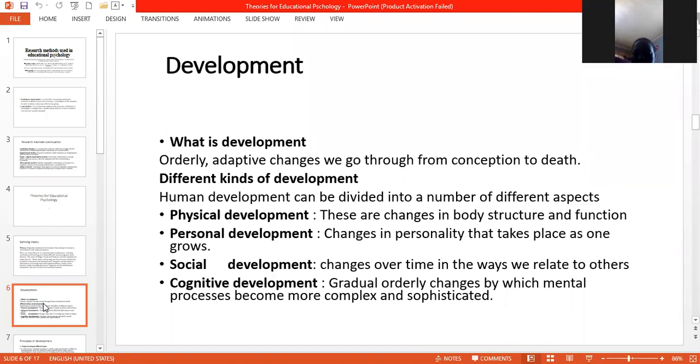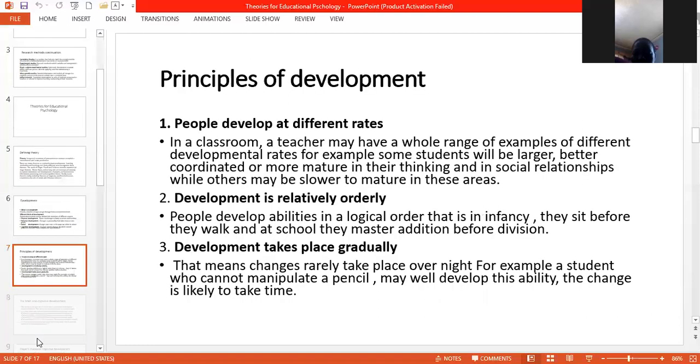The last one is cognitive development. These are the gradually orderly changes by which the mental processes become more complex and sophisticated. It deals with the mind. So that is cognitive development. This is development and the kinds of development which we will discuss at length as we move on.